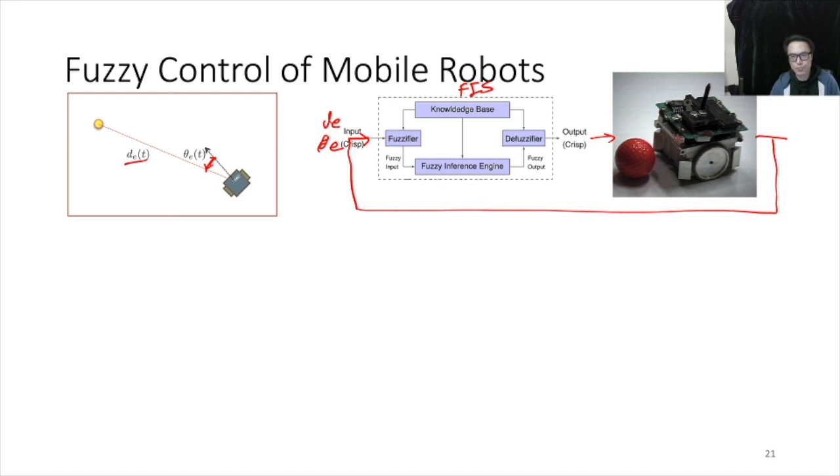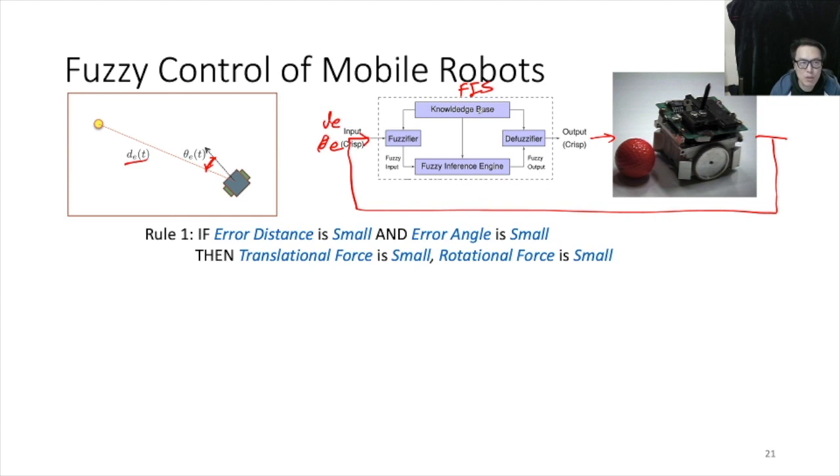Now, take a look at this knowledge base. In the knowledge base, we are going to have a number of rules. The rule is, if the error distance, dE, is small, and the error angle, theta E, is small, we are going to produce a translational force that is small, as well as a rotational force that is small. The translational force means we apply the same voltage into two wheels so that the robot will move straight forward. The rotational force is the force applied to the wheels in opposite directions so that the robot can rotate.